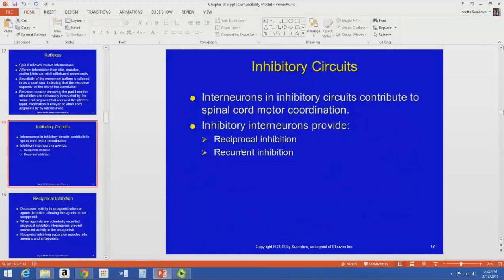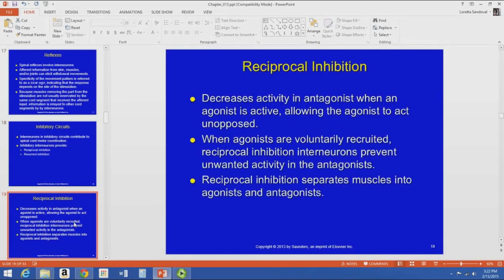So there's a little bit of talk about inhibitory circuits, and I'm just going to bring it up because we talked briefly in the motor chapter about reciprocal inhibition. There is another type of inhibition called recurrent inhibition, which in some sources you'll see called autogenic inhibition. There are interneurons and inhibitory circuits that contribute to these phenomena, and reciprocal inhibition is just like we talked about in chapter 10. It's decreased activity in the antagonist when an agonist muscle is active, and that allows the agonist to act unopposed.